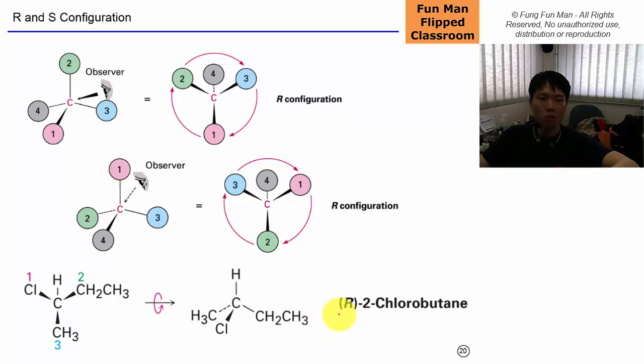So this example here shows an R-2-chlorobutane. I hope you use this method and get this right. That'd be perfect.